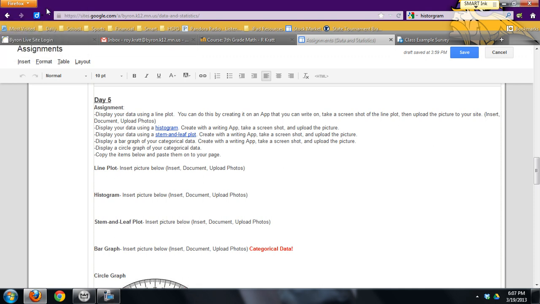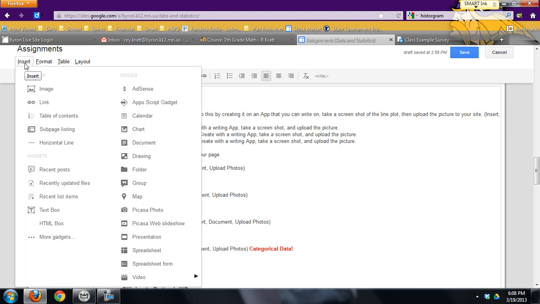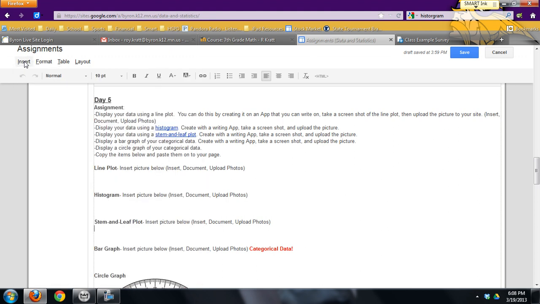All right, another graph that I'd like you to create is a bar graph. So here you're going to use your categorical data. Again, when you do the stem and leaf plot, you could either use the numerical data or the categorical data. One thing I didn't say in the stem and leaf plot, again, insert, document, and then do the upload from there. That's how you're going to do all of these.